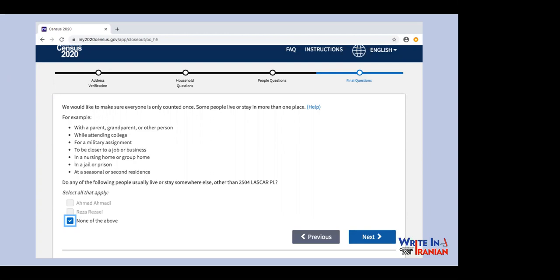So here you have an opportunity to select people that you incorrectly added as part of your household. Okay, so let's say you realize, oh my God, Reza Rezai is actually attending college, and he's gone now, a week ago, and you haven't even noticed that he's gone, and he's not going to be back for another 2 years because he's going to be living on campus. So here you have an opportunity to remove Reza Rezai if he doesn't live with you most of the time. So again, they want an accurate count.